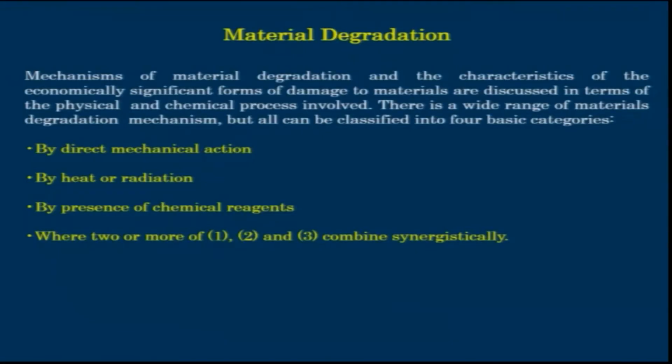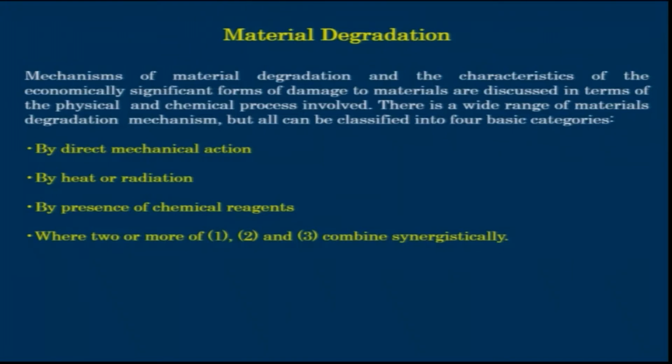Now coming to, as we have mentioned all those losses, accidents and examples we have put forth till now, there are corrosion incidents everywhere, in every direction. Now coming to material degradation: something degrades, and everything we do has to do with the material. Mechanisms of material degradation and the characteristics of the economically significant forms of damage to the material are discussed in terms of the physical and chemical processes involved.